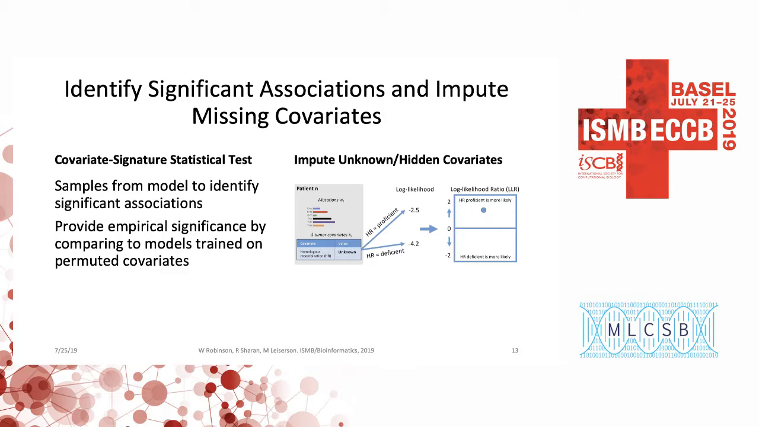The next benefit of this model is that once we've learned it, we can take patients where we don't know the covariate, or we just want to hide it for validation purposes, and estimate how probable the set of mutations that we observe is given both values. Then we can take the ratio of that, which gives us the ability to impute these missing covariates.